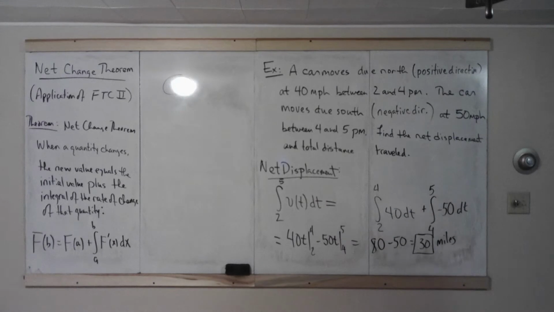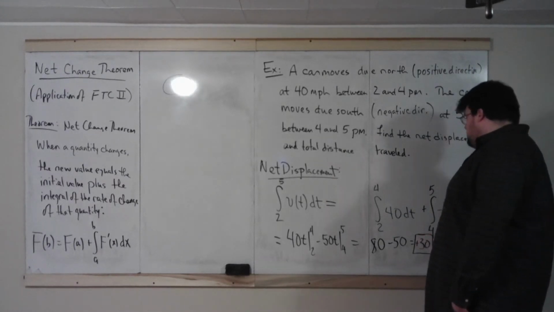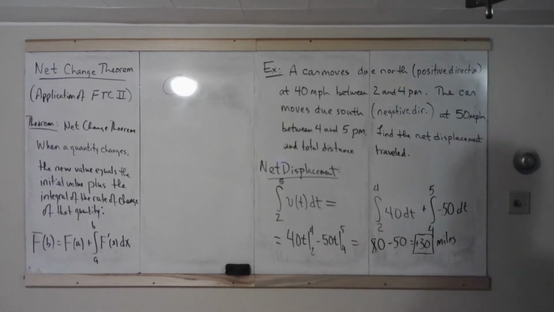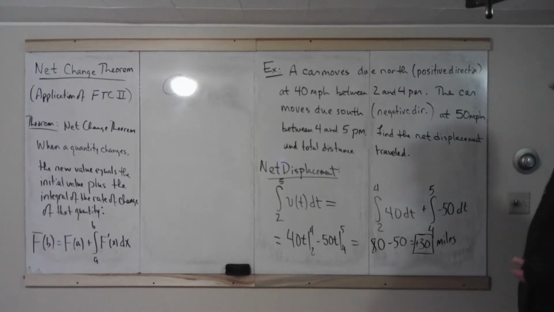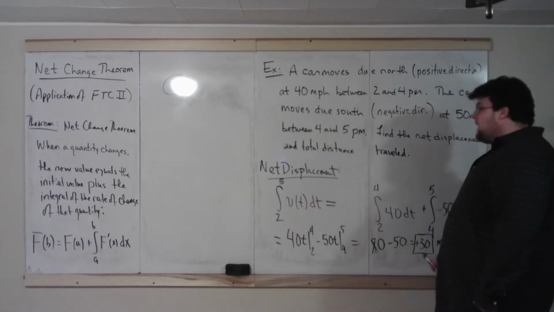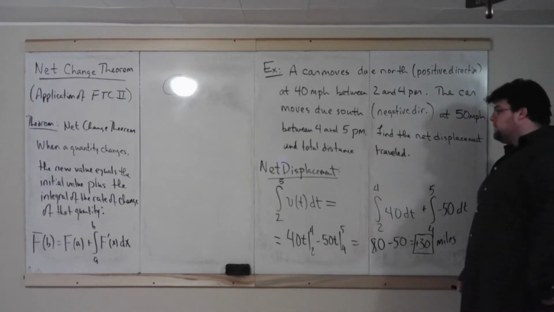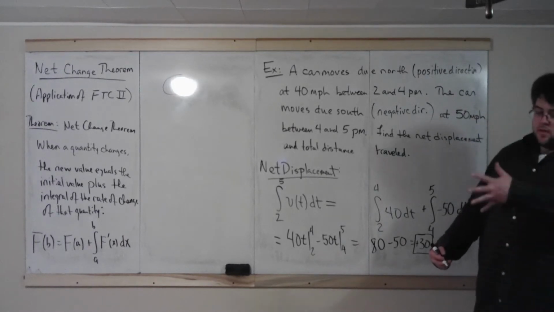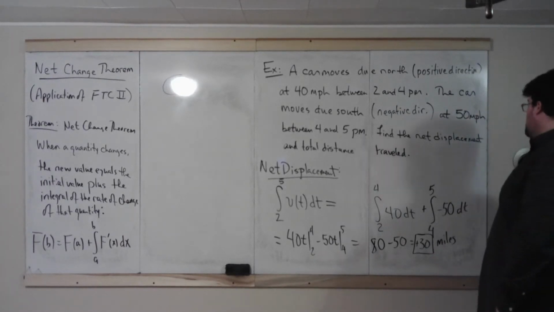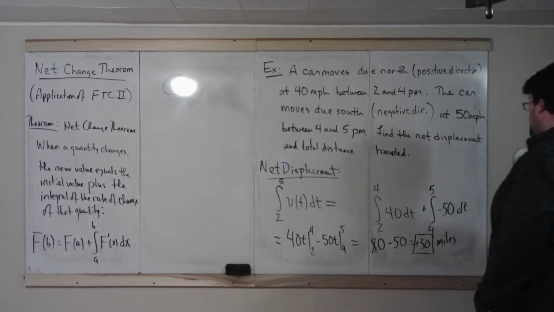Well, our net displacement here is positive, which means that we're technically 30 miles north of the starting point. And if this came out to be a negative, then this negative would have taken over more, which means that the net displacement would have been behind where you started. But here, it's positive 30 miles.